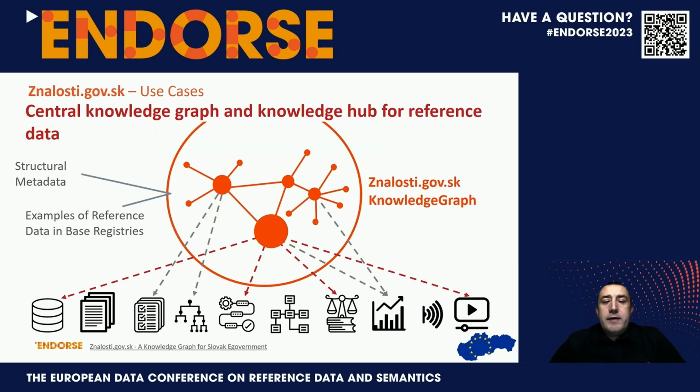Okay, so the first use case, it is very obvious that in government there is lots of information about structural metadata or reference data scattered all over the government information systems, databases, forms, documents, models, and whatever. And it is really not possible to work with that information in its entirety. So that's the reason for the knowledge graph to concentrate structural metadata and its management in one place.